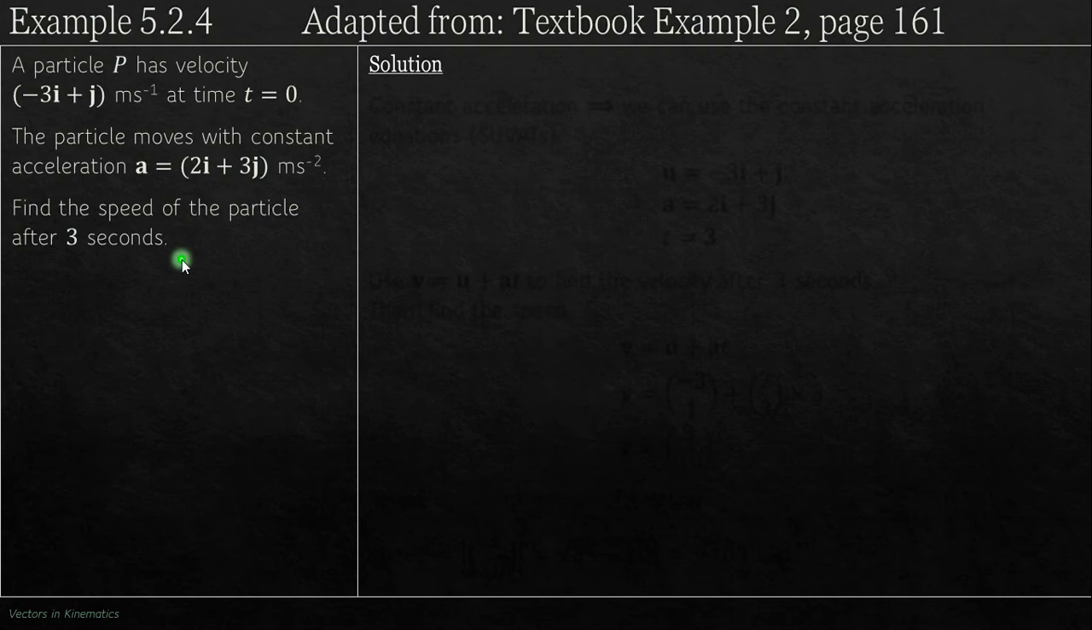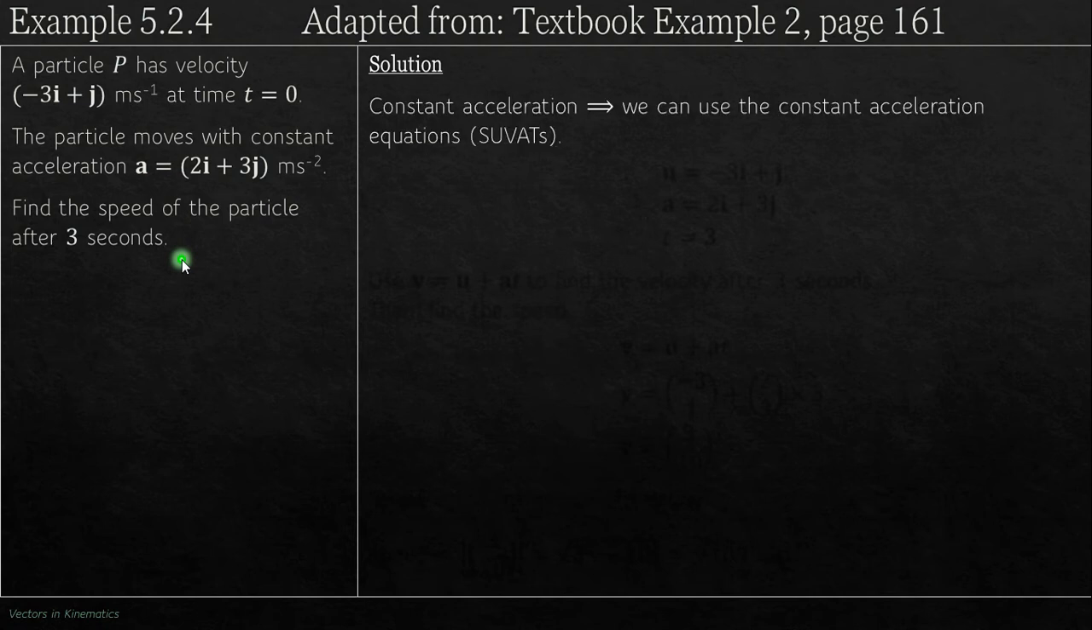Well, because we have constant acceleration, that means we can use the constant acceleration equations, also known as the SUVATs. Initial velocity (-3, 1). Acceleration (2, 3). And the amount of time for this journey is 3 seconds. We want to find its velocity, or its speed ultimately, after those 3 seconds. So it's v we want to know.